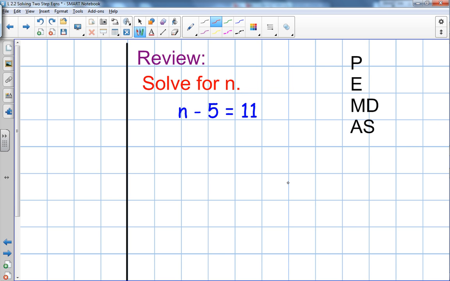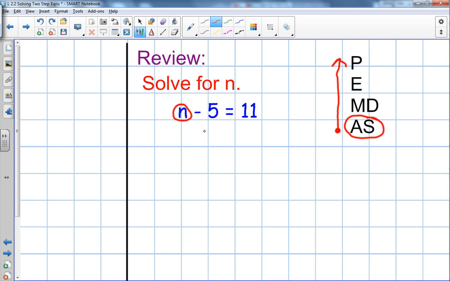Last week we learned how to solve a one-step equation, and I didn't tell you this at the time, but really what you're doing when you're solving an equation is you're working through the order of operations, only you're going backwards. So in this equation, n minus 5 equals 11, the first thing I'm going to do is look for addition or subtraction. So I have the variable n. Is there anything added or subtracted from it? And in this case there is, minus 5, so I'm going to work backwards and do the opposite.